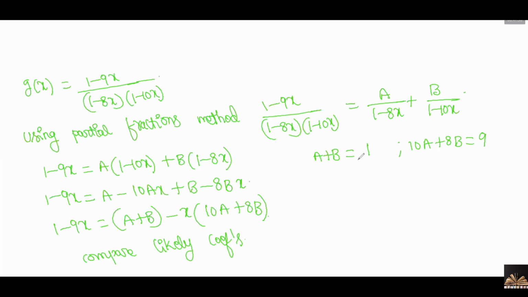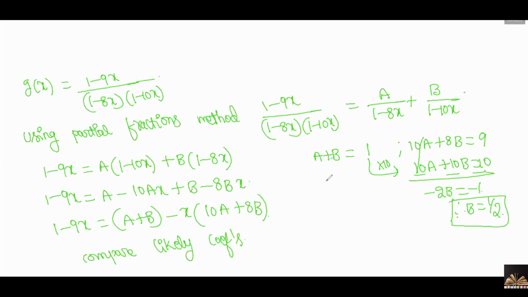Right? Now when you multiply this equation with 10, what you will get? 10a plus 10b is equal to 10, and when you subtract, what you will get? Minus 2b is equal to minus 1. Therefore b is equal to what? 1 by 2. So here a plus b is equal to 1. So if b equal to 1 by 2, then what you will get? A plus 1 by 2 is equal to 1, such that a is equal to 1 by 2. Right? Now you substitute in this formula.